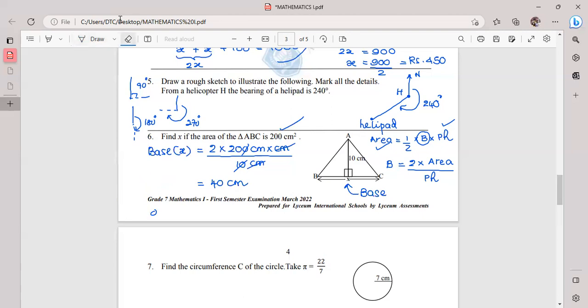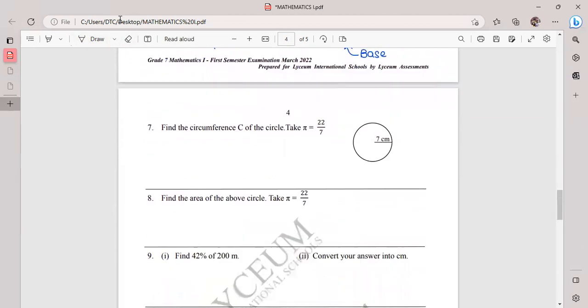You can always cross-check if you are not sure about your calculation. Even if you are sure about your calculation, this is a good practice, children. Always double check whether you got the correct answer or not. So then we'll move to question number 7.